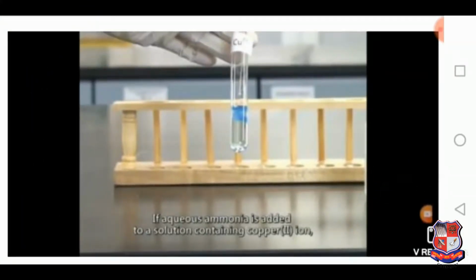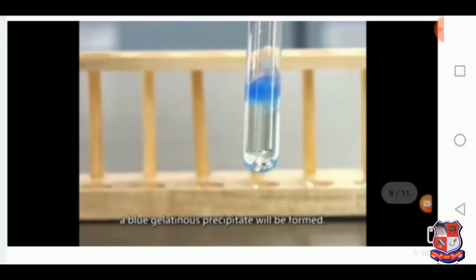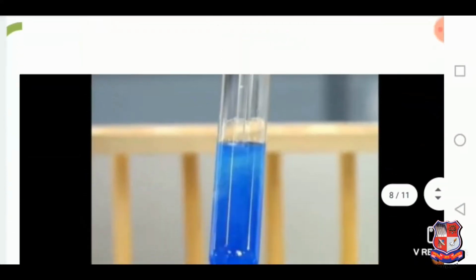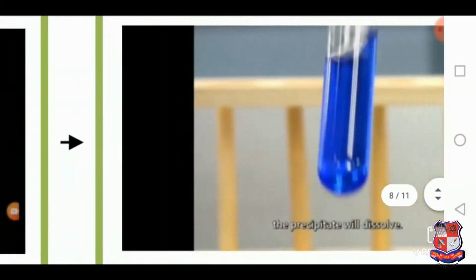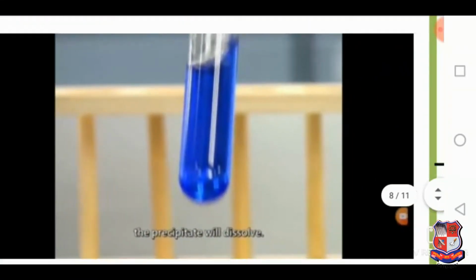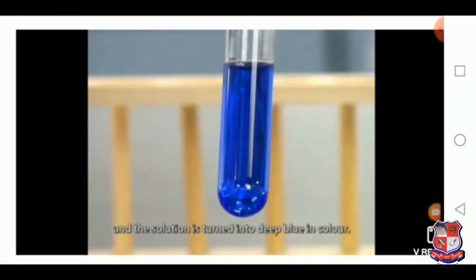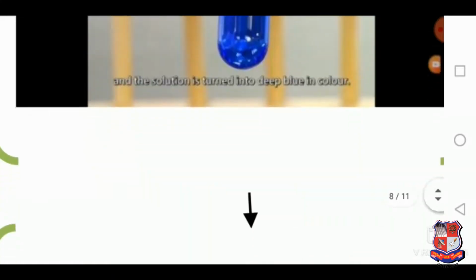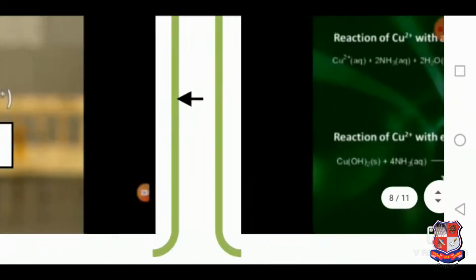If aqueous ammonia solution is added to a solution containing copper II ion, a blue gelatinous precipitate will be formed. However, if excess aqueous ammonia solution is added, the precipitate will dissolve and the solution is turned into deep blue color. This is a reaction of copper ion with small amount of aqueous ammonia and with the excess amount of aqueous ammonia.